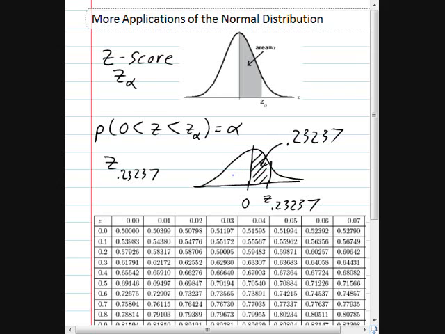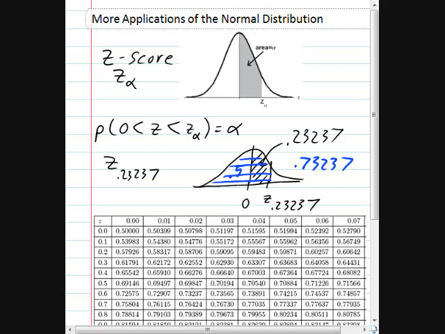So what we need to do is recall that half of a standard normal curve has an area of 0.5. So really, if we were looking at the total area to the left of the z number that we're looking at, we would take 0.5, half the curve, plus the 0.23237 that we already have, for a total area of 0.73237. Now what we do is we look in the interior of our CDF table for this area.